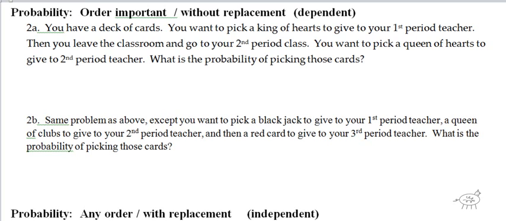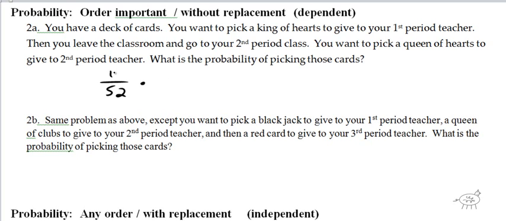All right, and it's without replacement because once I hand that card to my first period teacher, I walk out of the classroom, my first period teacher's got the king of hearts, and I don't have that in my deck anymore. That's why it is without replacement. So that's pretty easy, right? The probability of picking a king of hearts is 1 out of 52. And by the way, the word and is used here. So I'm picking a king of hearts and a queen of hearts. Okay, so that's why it's multiplication.